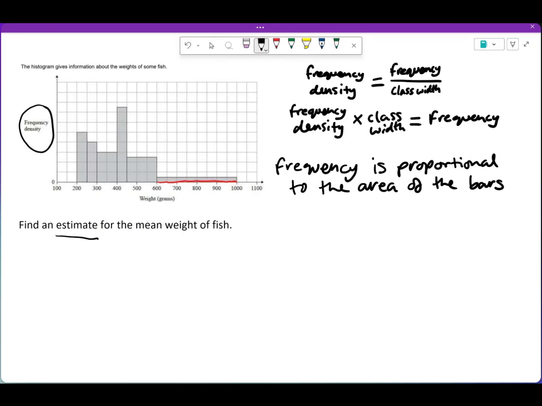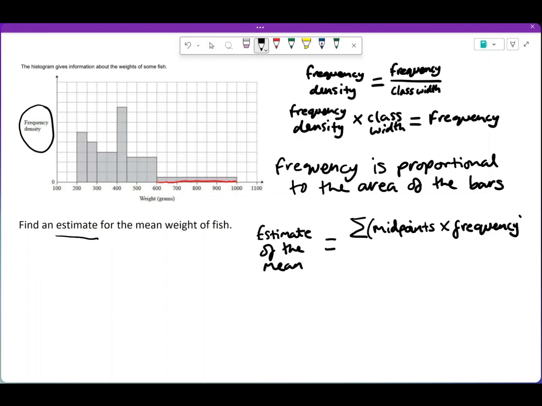So now let's think about how we're actually going to estimate the mean. Well, we're going to need a formula. So the estimate of the mean is equal to, and we're going to do a sum. The symbol that we use to represent sum is sigma. And we are going to sum the midpoints. And when I say midpoints, I mean the midpoints of our classes multiplied by the frequencies. And we're going to divide by the total frequency, so the sum of the frequencies. Hence why I'm going to use sigma there again.